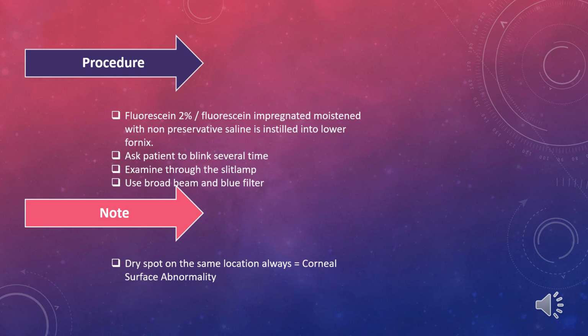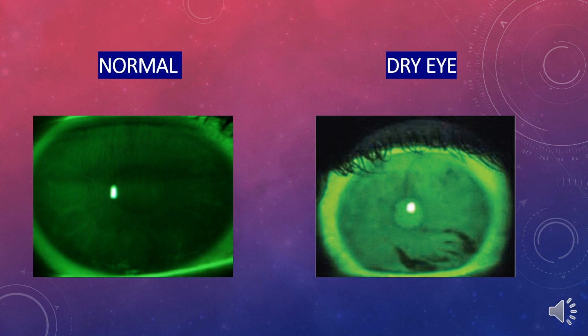Now we have to examine through the slit lamp using the broad beam and blue filter. We have to note the appearance of any dry spot on the cornea. Any black spot occurring in less than 10 seconds after blinking indicates dry eye. Here on the left side, there is a slit lamp image of a healthy tear film, while a defective and evaporative tear film is on the right side.